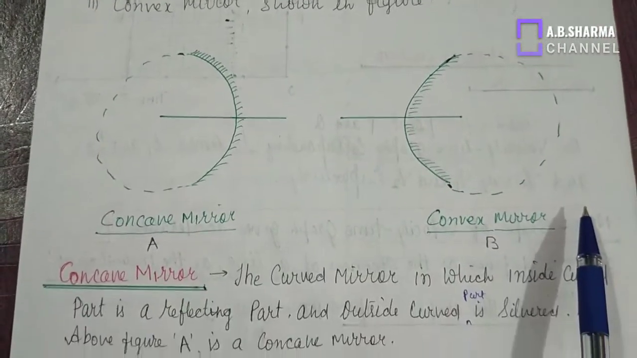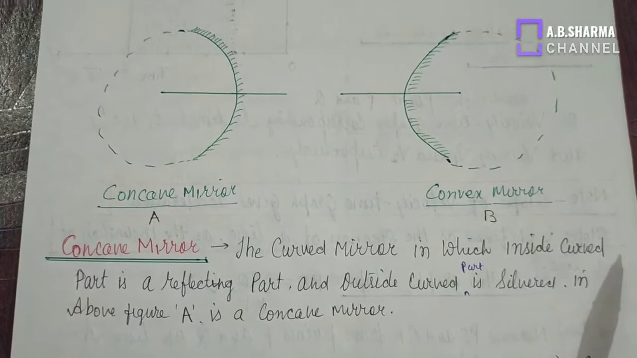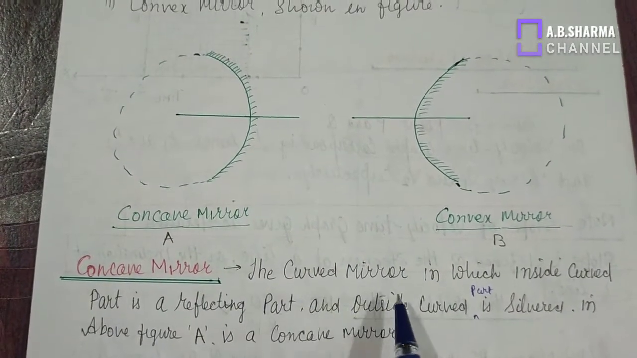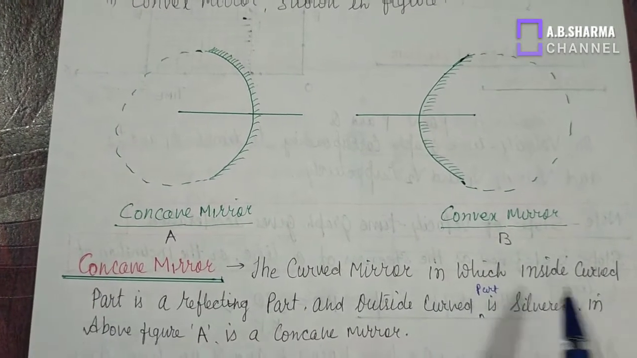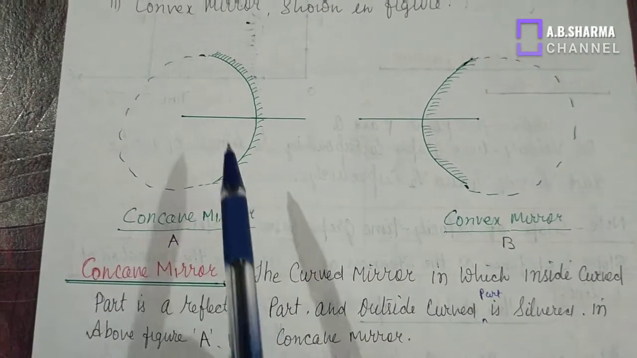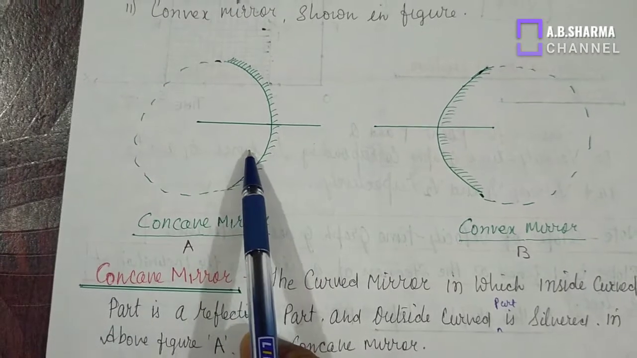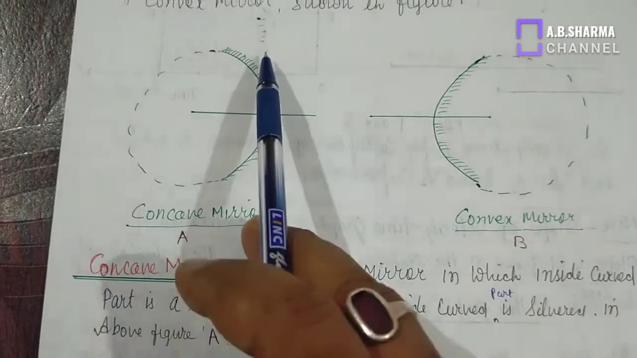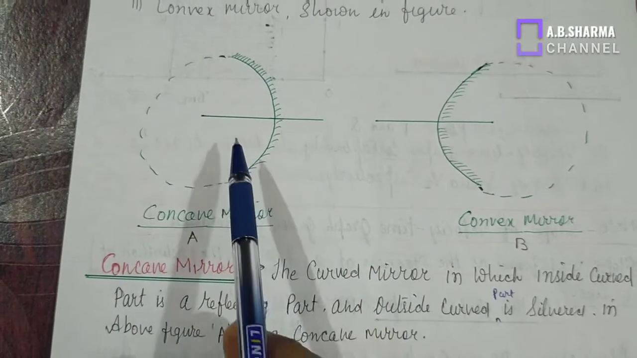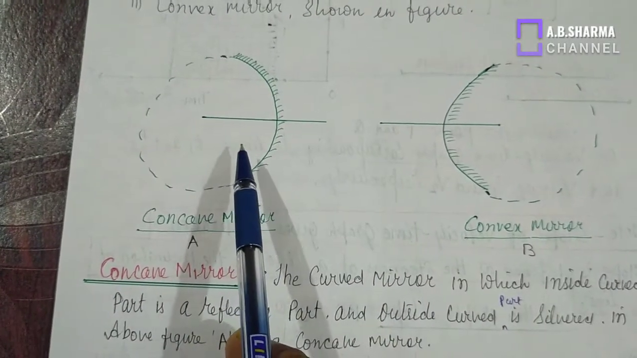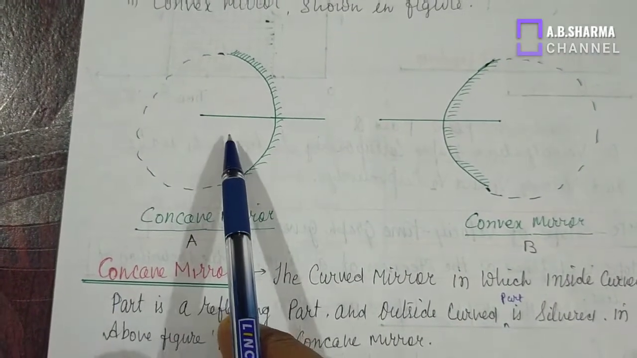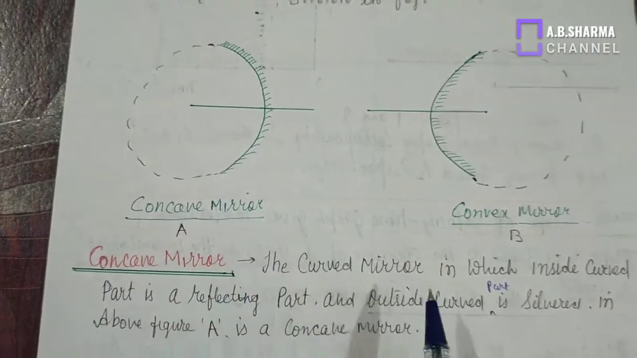Now see the definition of concave mirror and convex mirror. A concave mirror is a curved mirror in which the inside curved part is treated as the reflecting part, as I have told you already, and the outside curved part is silvered. Silvered means this part is coated so that reflection can take place properly. And figure A shows the concave mirror.